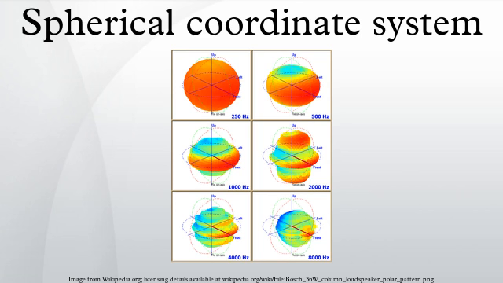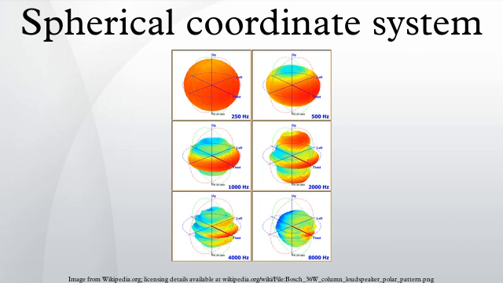LCCN 59-14456. ASIN B000CKZX7. Sauer R., Szabó I., Mathematische Hilfsmittel des Ingenieurs. New York, Springer Verlag, pp. 95–96. LCCN 67-25285. Moon P., Spencer D.E., Spherical Coordinates. Field Theory Handbook, including coordinate systems, differential equations, and their solutions. New York, Springer Verlag, pp. 24–27.